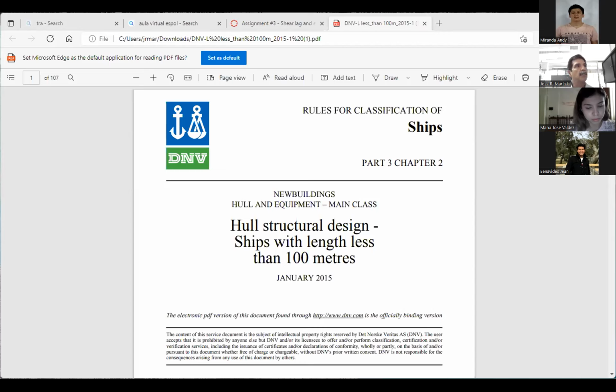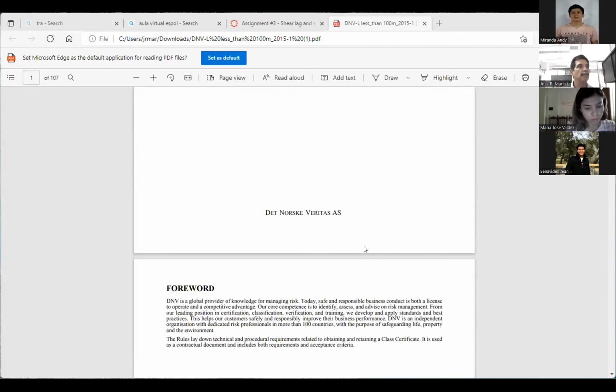Can you see the DNP rules now, Andy? Can you see my DNP rules? Okay, so these are the rules that you will have to use. These are a little bit different from the rules that sometimes you have to use. This is especially for ships with lengths less than 100 meters. These are not the general rules. They are more specific for smaller ships. So in this case, this is the one that you need to use.